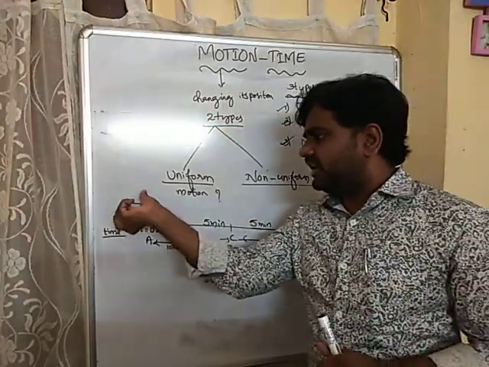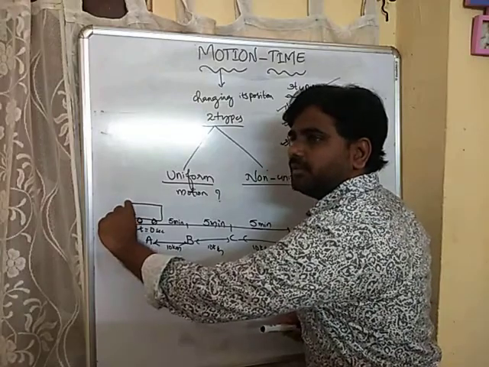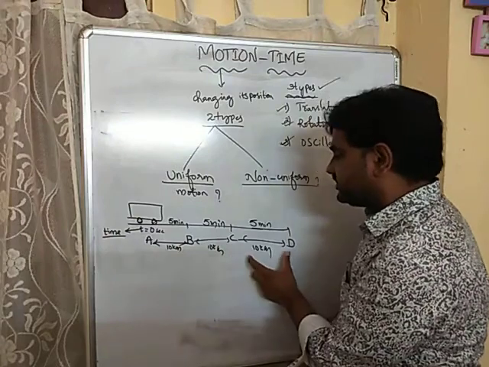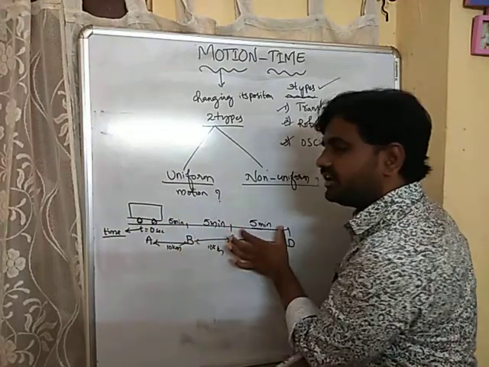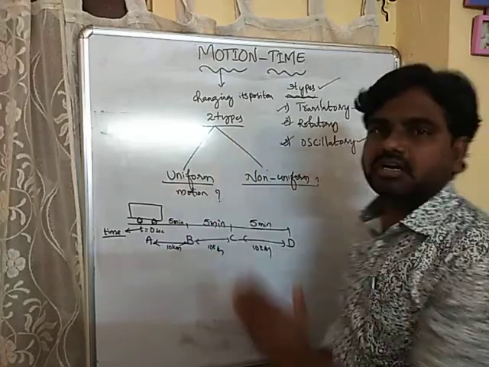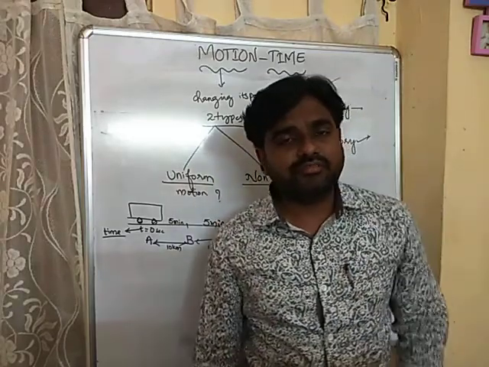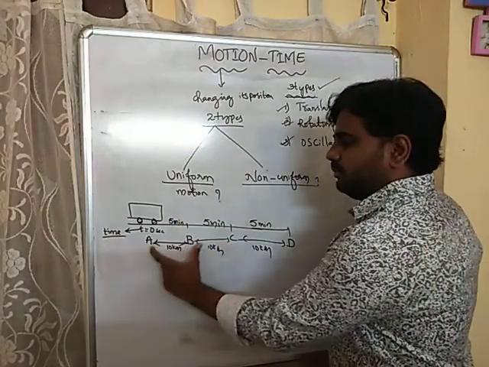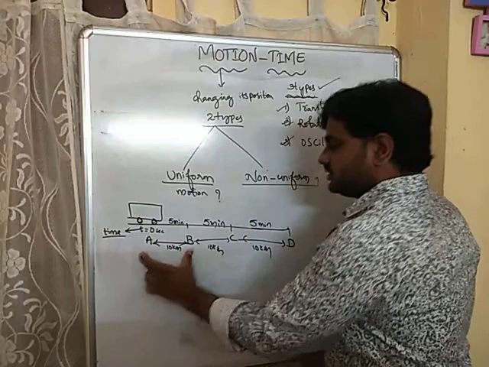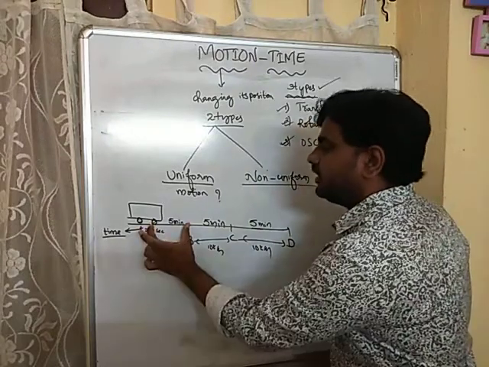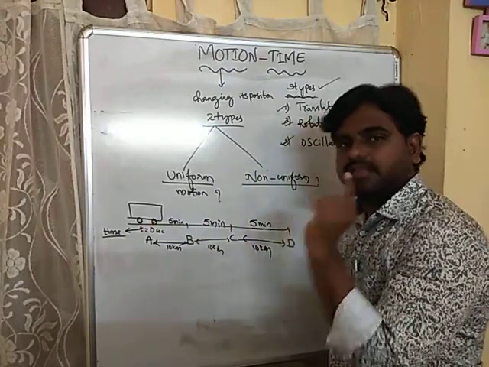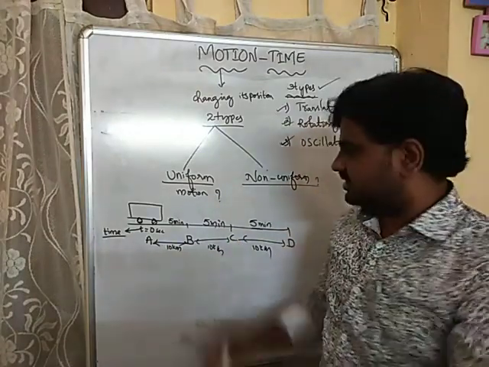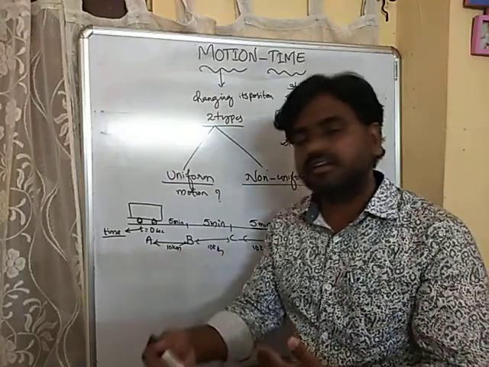That means when an object or a body or a vehicle or a person covers equal distances in equal intervals of time, then that body or that object is said to be in uniform motion. I'll give you once again the clarity. When a body or an object covers equal distances in equal intervals of time, then that body is said to be in uniform motion. That means it is covering equal distances in equal intervals of time.